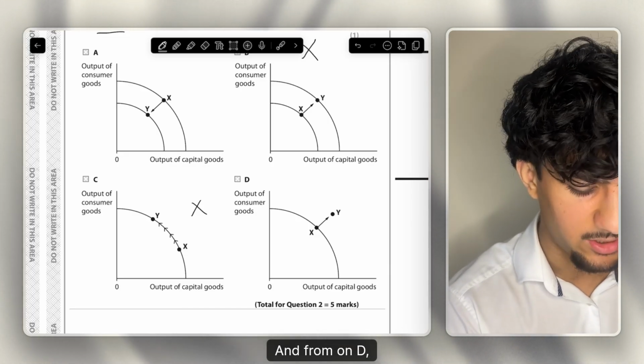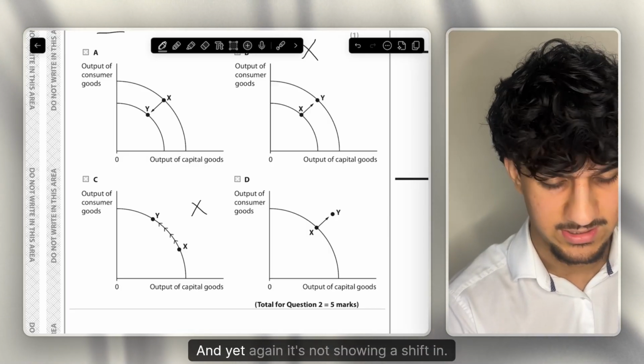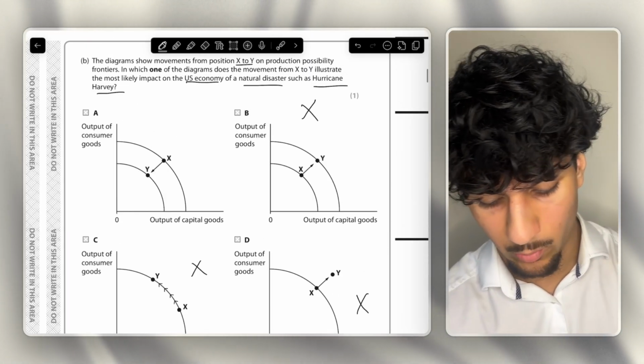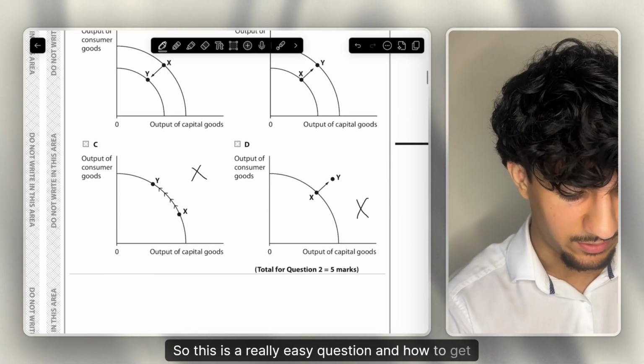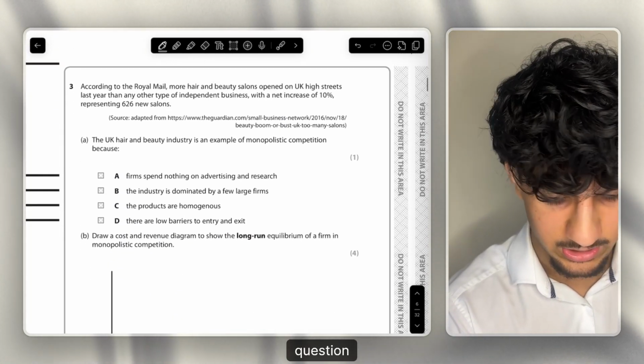And D is just showing something that is impossible. We're moving to a point that we cannot achieve, and yet again, it's not showing a shift inwards, therefore that would be A. So this is a really easy question, and that is how to get 5 out of 5 marks on question 2. And let's keep going on to question 3.